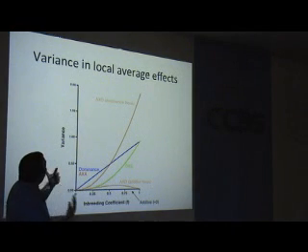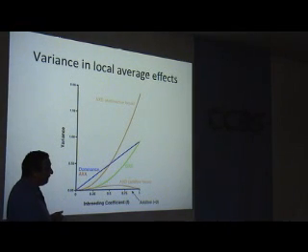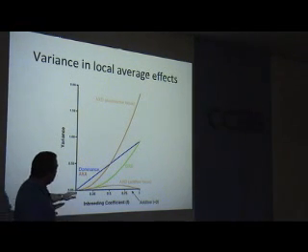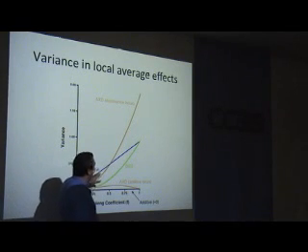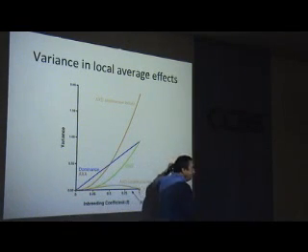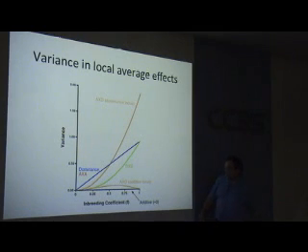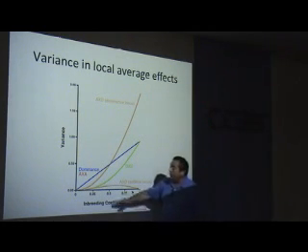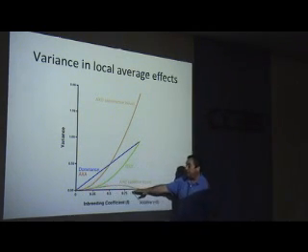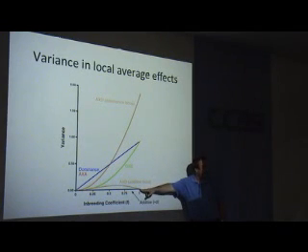And so we can actually calculate this variance in local average effects. And this shows what it is. Turns out the dominance and additive by additive epistasis go up like that. So first of all, let's look at the additive effect. This is our standard model. That line right there is the standard model that you all learned.